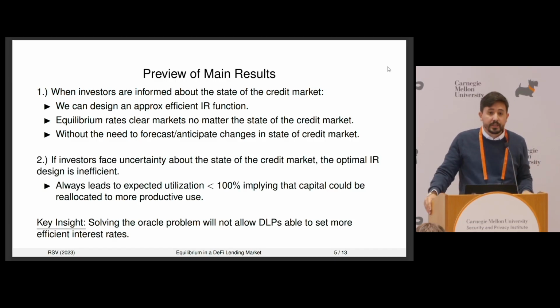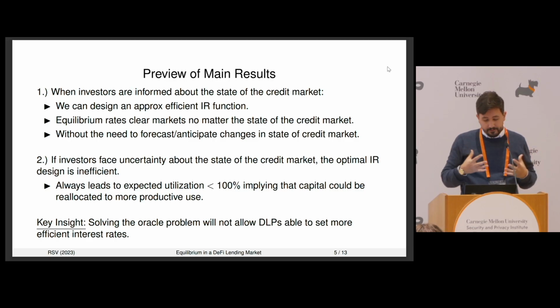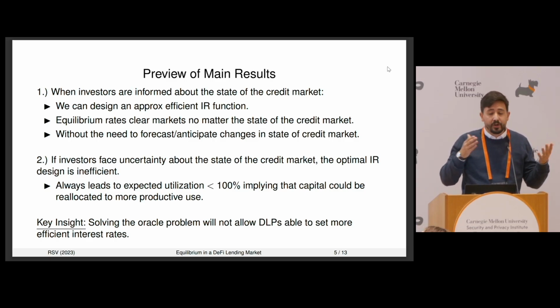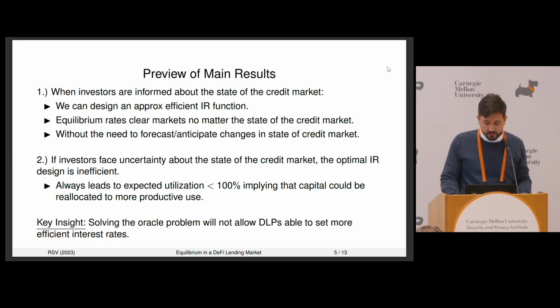So then you go to the second case. Now let's suppose investors face some uncertainty about the state of the credit market. Here, again, the state of the credit market is really about the supply and demand conditions for these loanable funds.